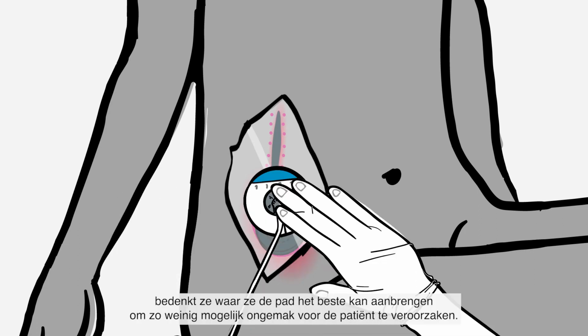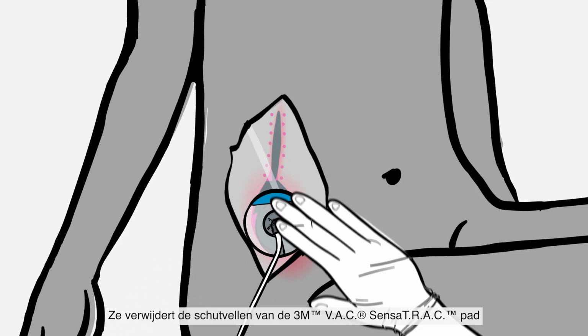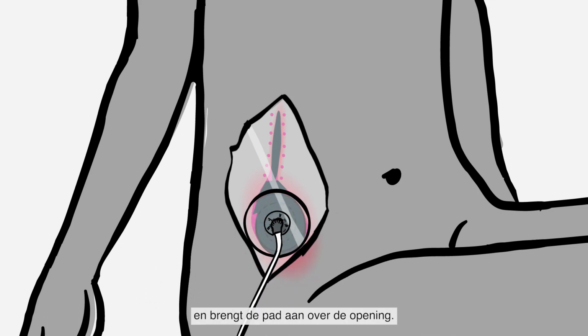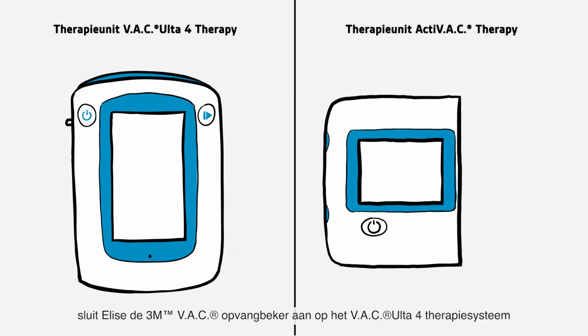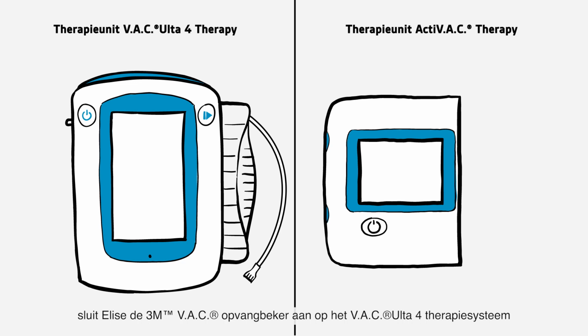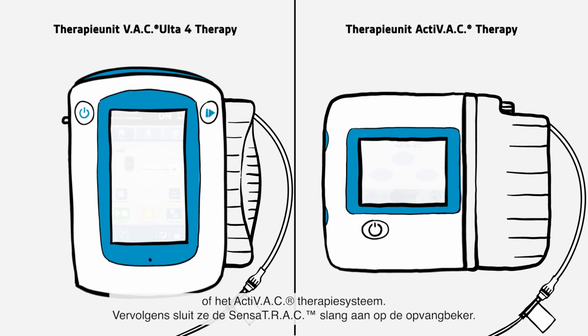Before applying, Elise carefully considers the pad placement that is most comfortable for the patient. She then removes the backing layers of the VAC SensorTrack pad and applies it directly over the opening. Next, depending on the unit available, Elise connects the VAC canister to either the VAC Ultra Therapy system or the ActiVac therapy system, and then connects the SensorTrack tube to the canister.